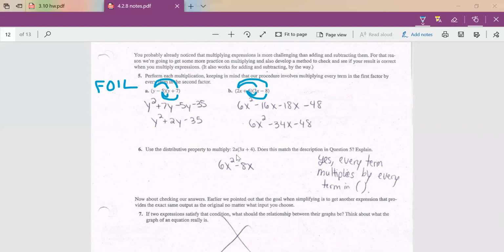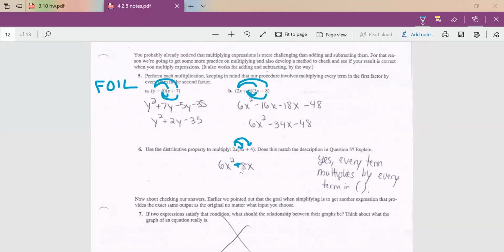So question 6, we have this problem. It says multiply 2x times 3x plus 4. And asking, does it match the description in question 5? Well, I'm going to distribute. 2x times 3x is 6x squared. And 2x times 4 is 8x. That should say plus 8x, not minus 8x.